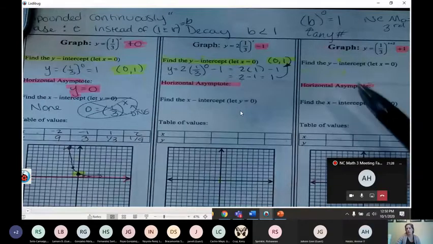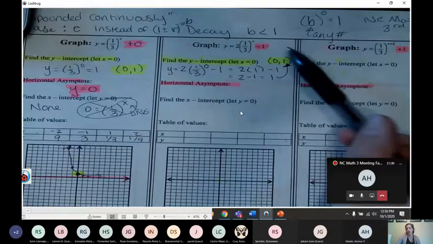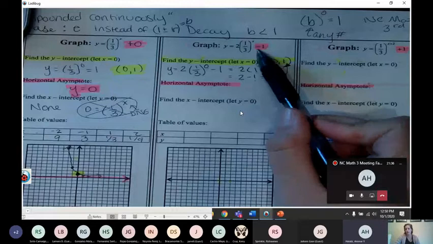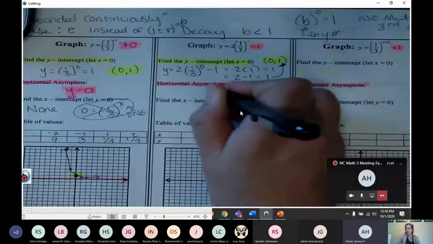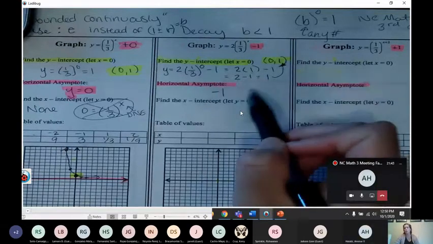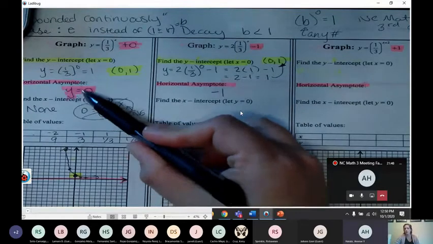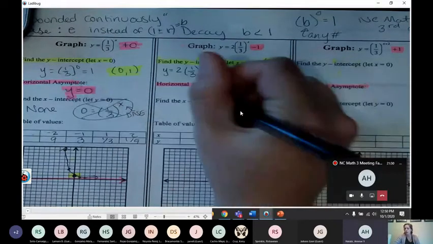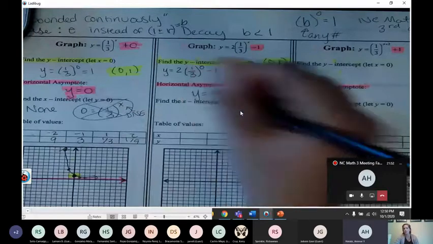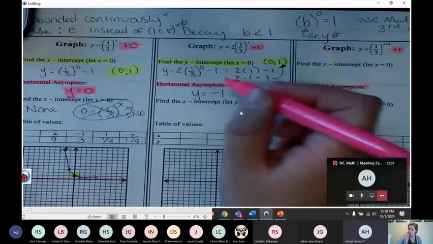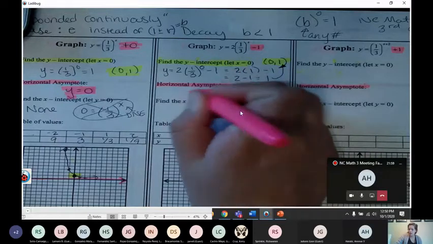0. No. What number is at the end of this function? 1. No. Oh, -1, right? -1, yeah. So -1, and then I have to write it as an equation, so I need to have y equals in front of it. So I'm going to write y equals -1. Do you have questions about that?